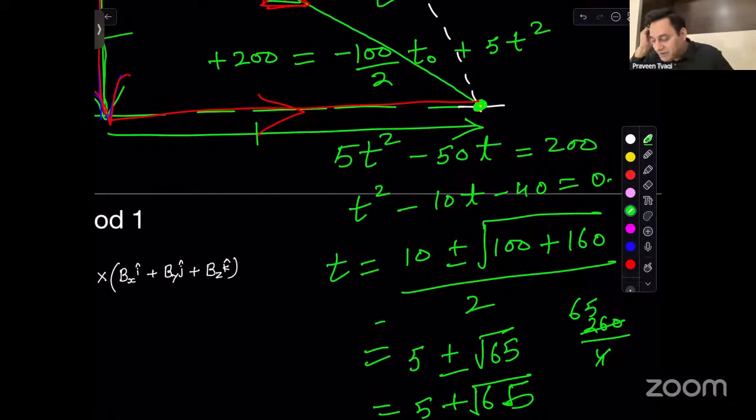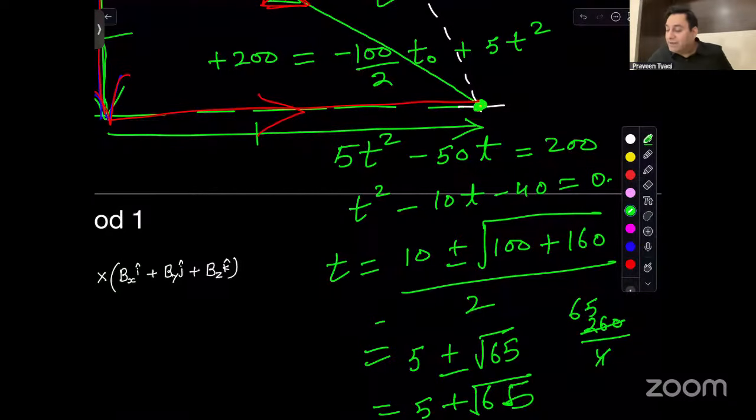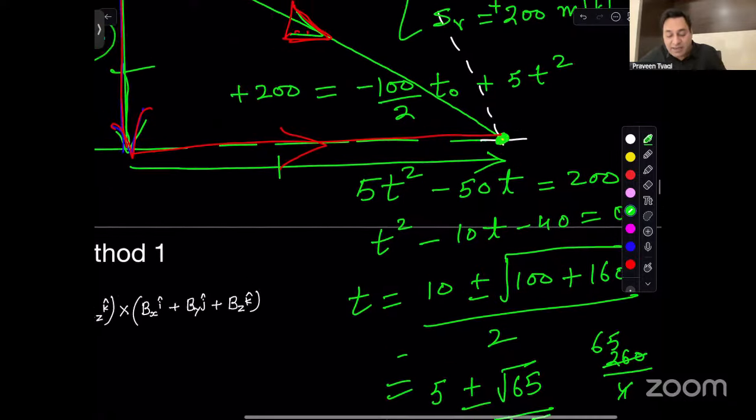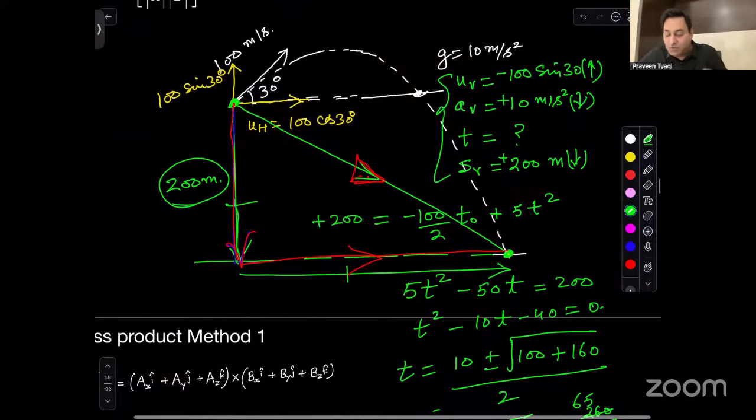5 plus root 65, and root 65 is almost 13 point something. So all those who are giving this negative time, time cannot be negative. So eliminate the negative time, and 5 plus root 65 is the correct answer. And many of you have given this answer. Great. And I am extremely happy that you can get this answer not by any direct formula. You can only get this answer if you know the right approach.